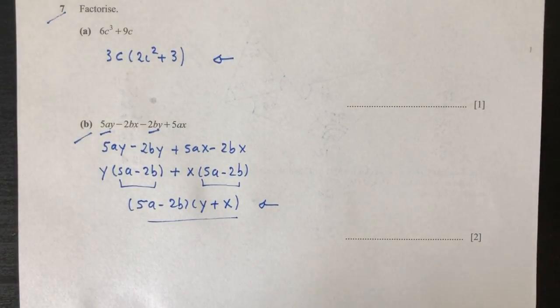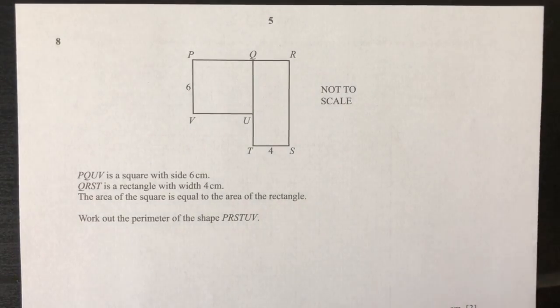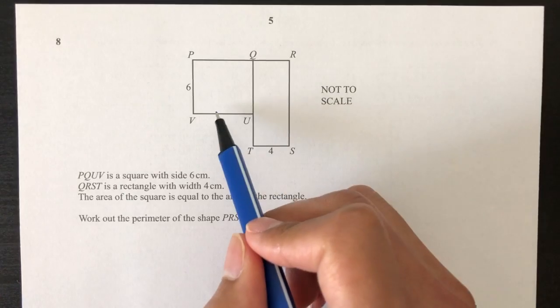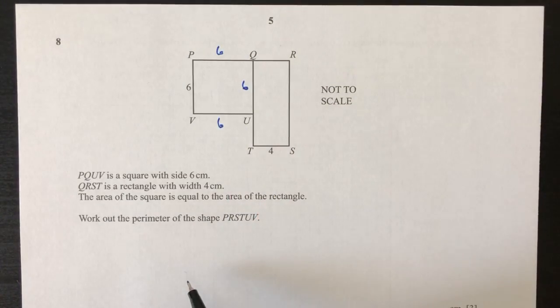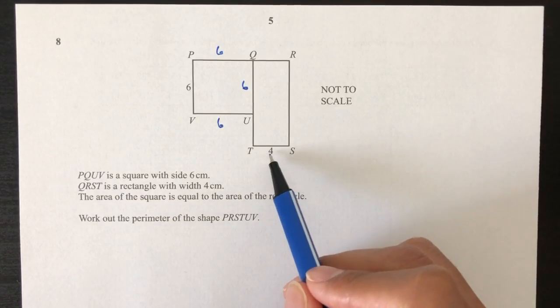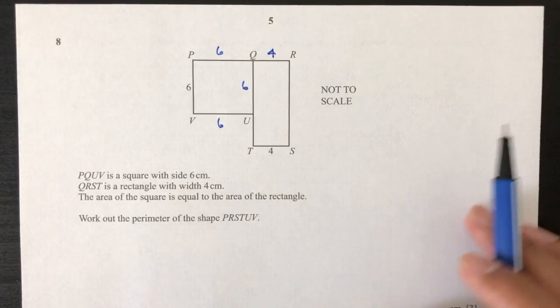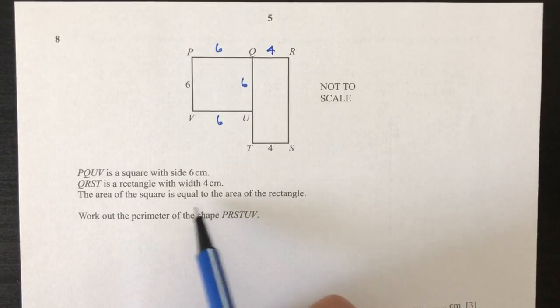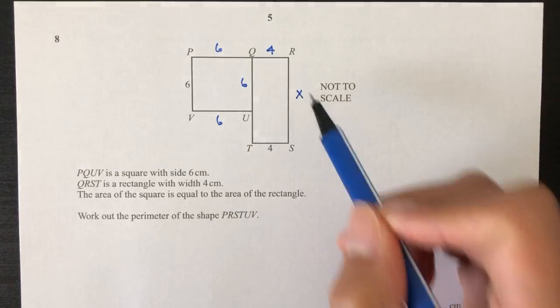That is part 7. Now let's move on to question number 8. So we have PQV is a square. So this is 6, 6, and 6 is a square. Now QRST is a rectangle with a width of 4. This is 4. This also must be 4. So the area of the square is equal to the area of the rectangle. So we don't know this length. Let's call this x.